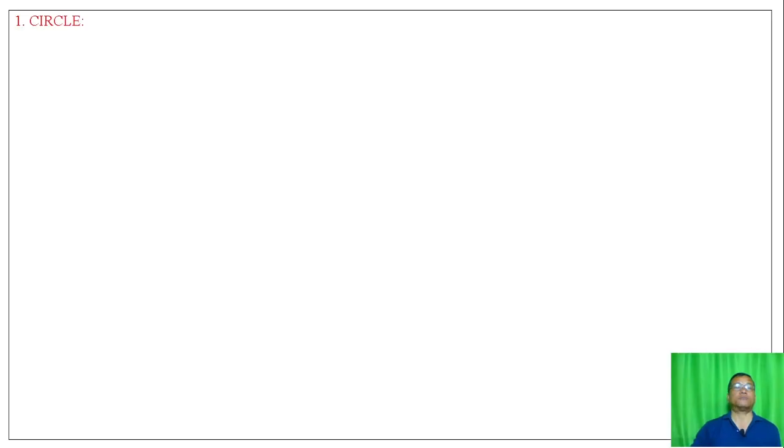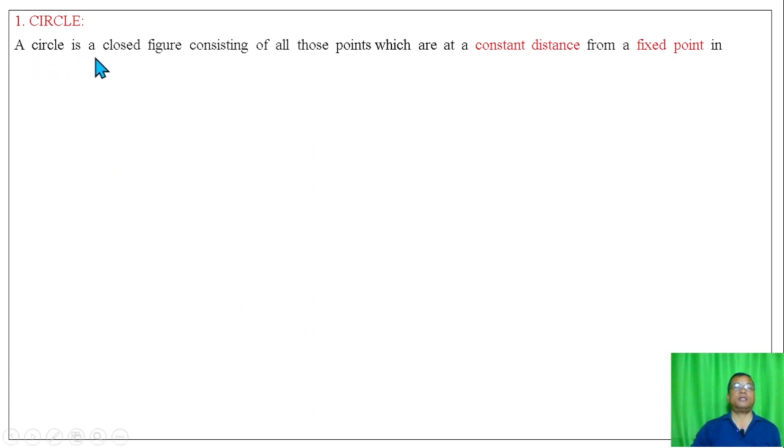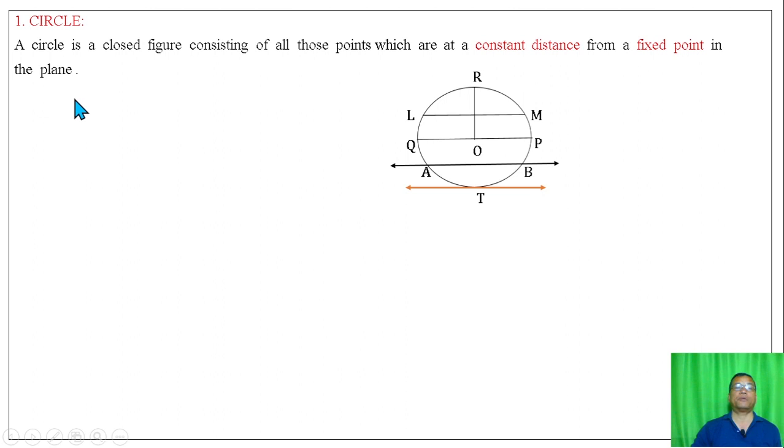Circle. What is a circle? A circle is a closed figure consisting of all those points which are at a constant distance from a fixed point in the plane.